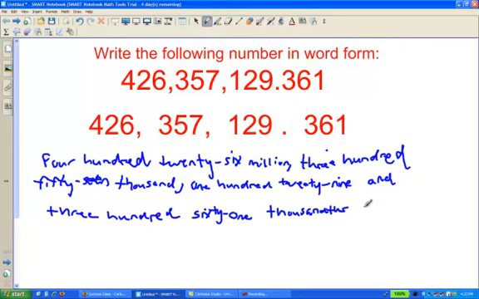The key things to remember here, if we can take away just a quick recap: that decimal means and. Don't forget these commas. And every time you break it up, at least the numbers to the left of the decimal, you can break them up in groups of 3 and just sound them off that way. So 426 million, and I have a big space here just to emphasize that, 357,129, and 361, and that 1 right there is in the thousandths place.